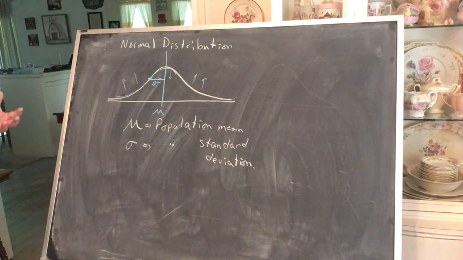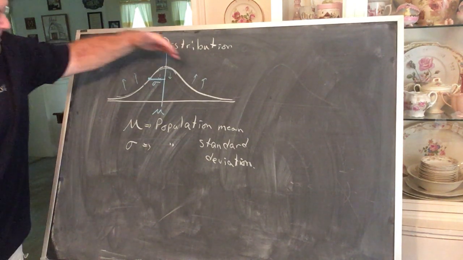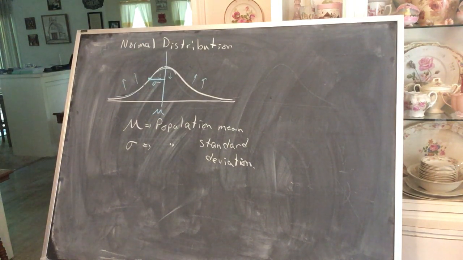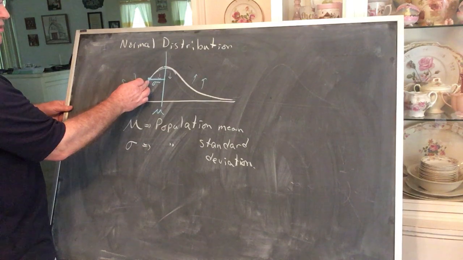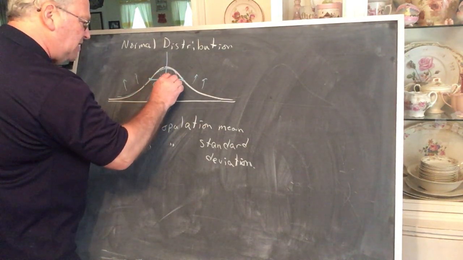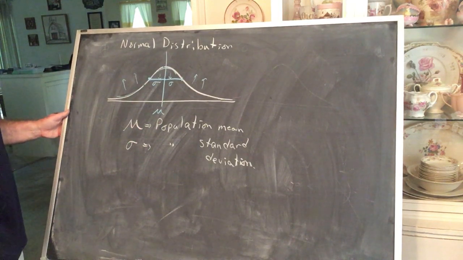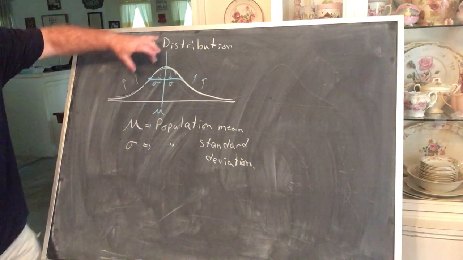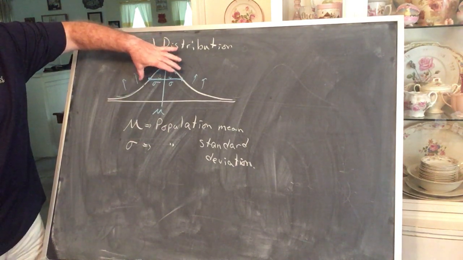Now, another thing that's important to know is this curve is symmetric. The left half and the right half are precise mirror images of each other. And so if this is the distance to the change of concavity on the left, it's also the same distance to the change of concavity on the right. And so the standard deviation sigma indicates how wide this curve is.